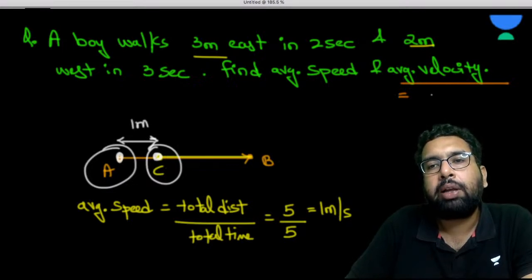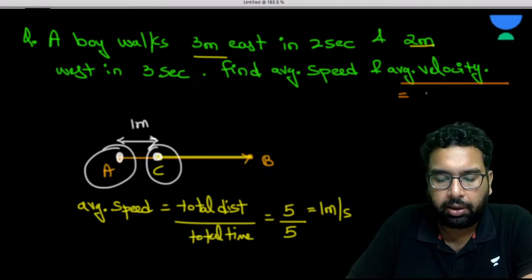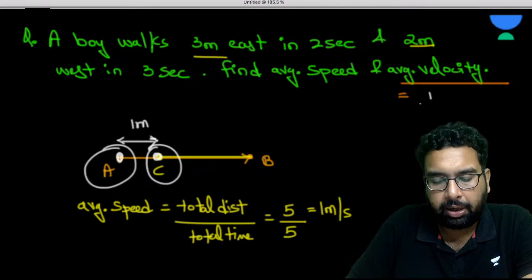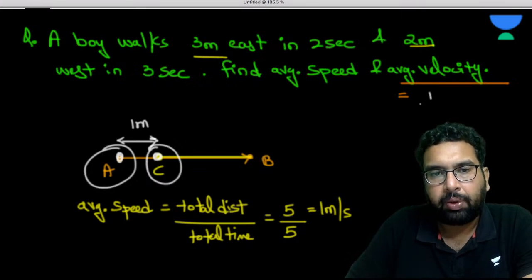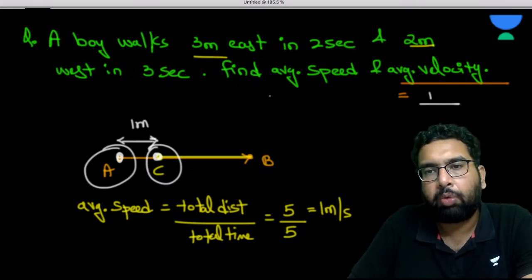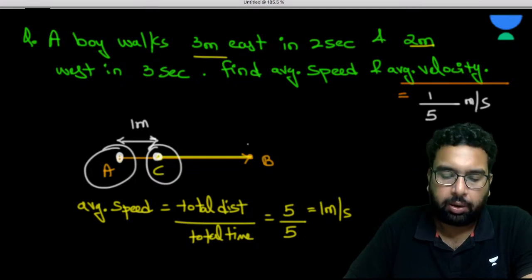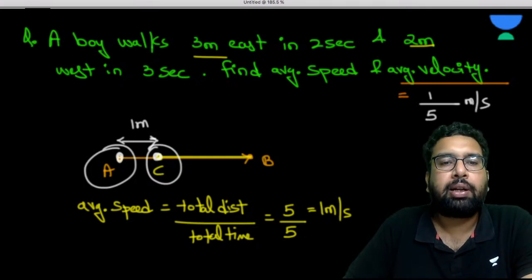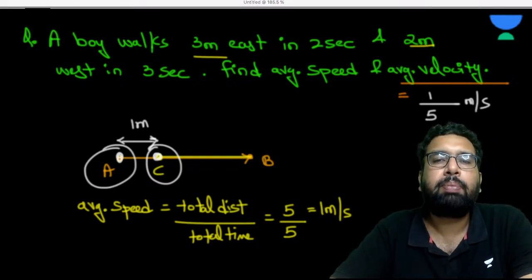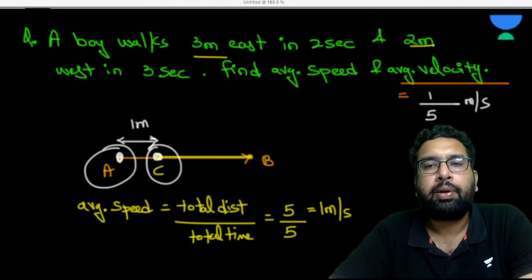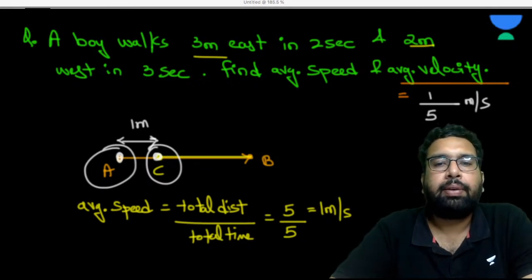So what is going to be the average velocity, beta? Average velocity is going to be the total displacement. No worries, beta, it is my duty only. So it is going to be 1 meter upon the total time. Time is 5. Time is a scalar quantity, right? So it is going to be 1 by 5 meter per second. Did you get this or not? Please answer me.